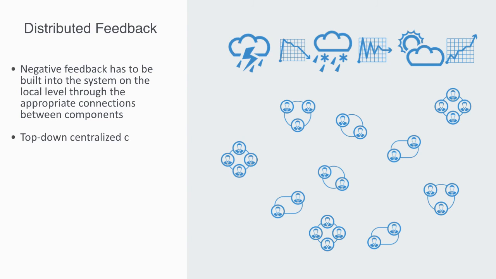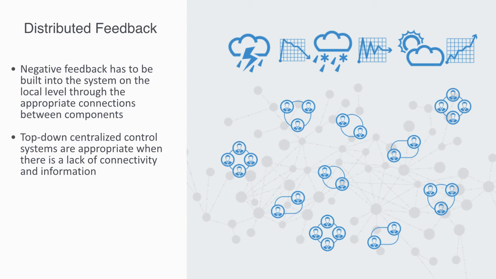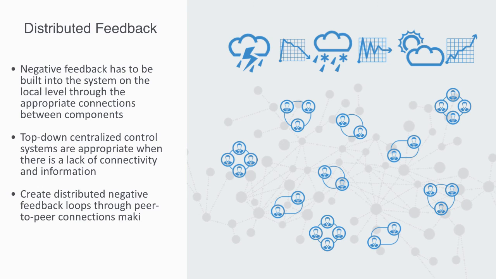Top-down, centralized control systems are appropriate when there is a lack of connectivity and information, but as we turn up the connectivity and availability of information on the local level, we can create distributed, negative feedback loops through peer-to-peer connections and the exchange of information, which makes the system greatly more robust, flexible, and adaptive. This is, of course, very much related to the subject of self-organization that we'll be discussing in the next module.